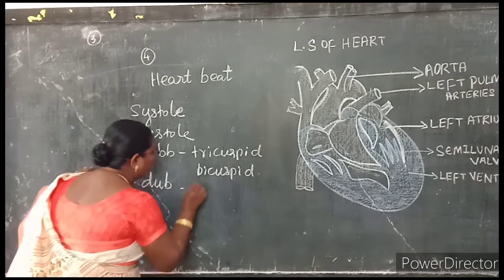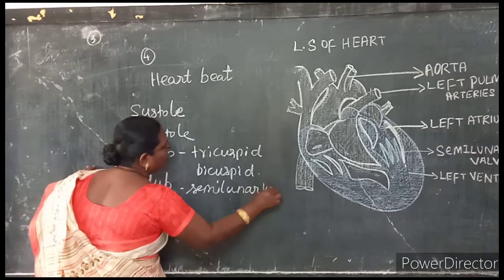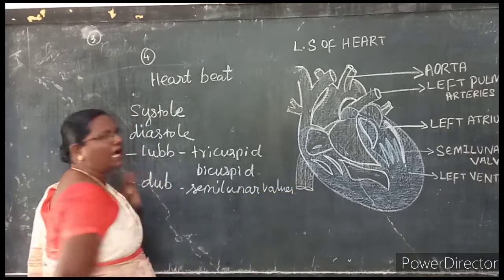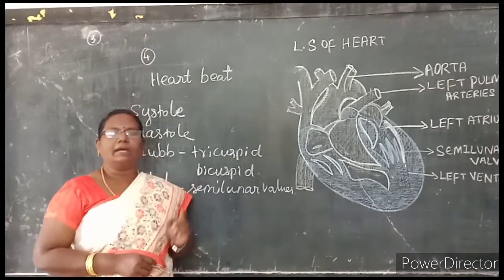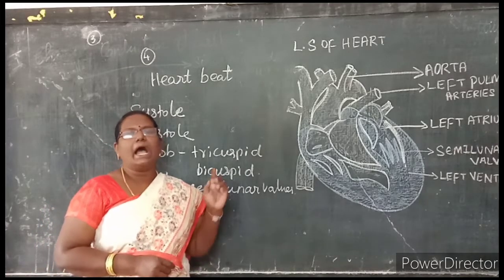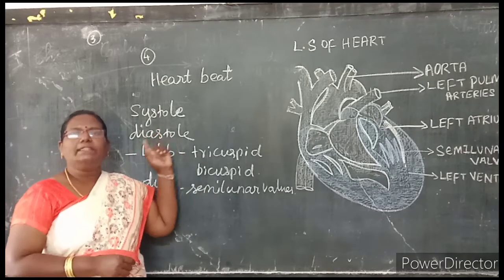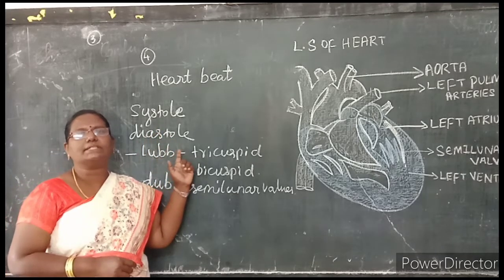So there you can see the semilunar valves in the pulmonary artery as well as in the aorta. The rhythmic contraction and expansion of the heart is called as what? Heartbeat. So the contraction of the heart is called as what? Systole. The relaxation of the heart is called as a diastole.